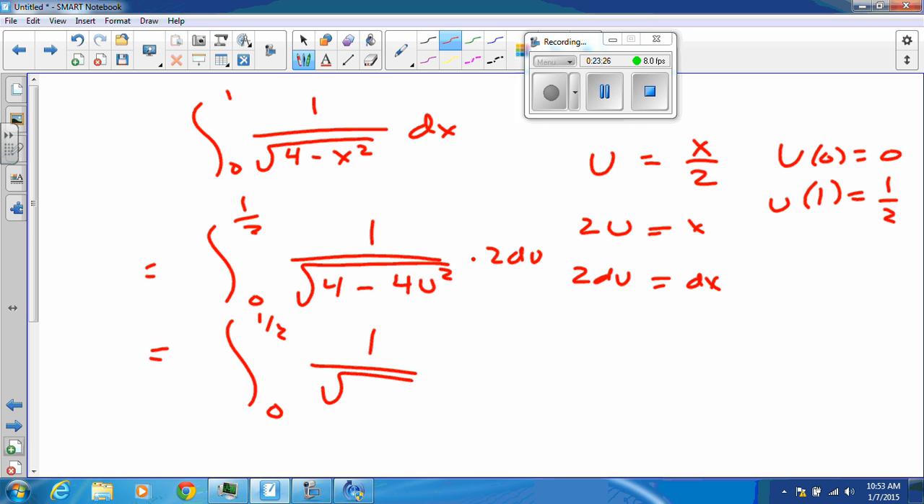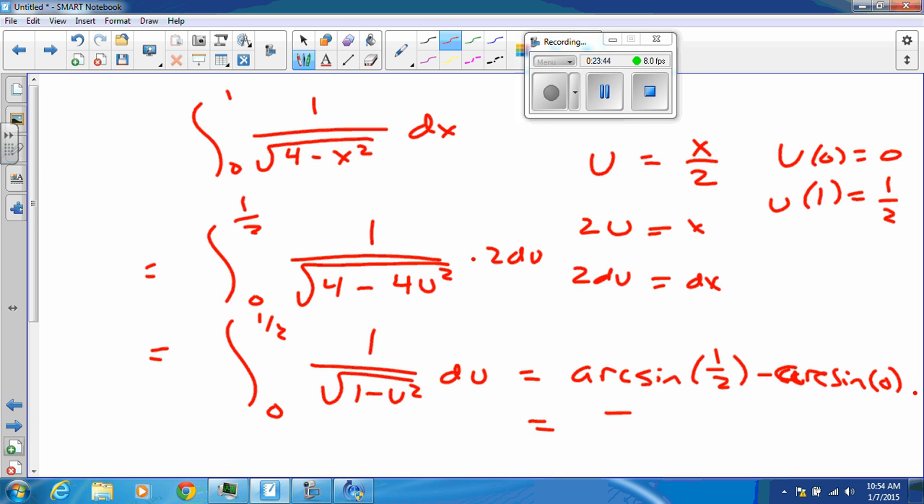And so I pull out the factor of square root of 4. And so I get arc sine of 1/2 minus arc sine of 0. If you know the form, however, then you can cut straight to the chase. Right? This is going to be pi over 6 minus 0. Special angles.